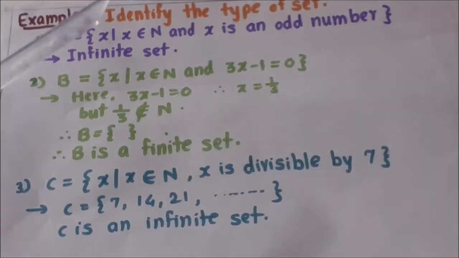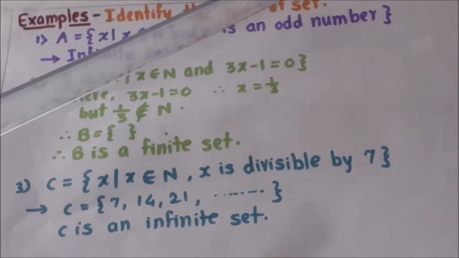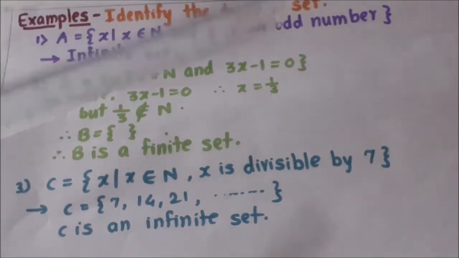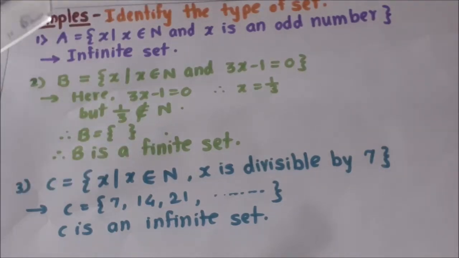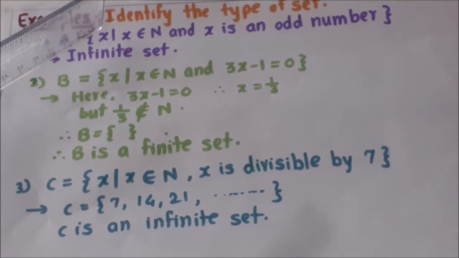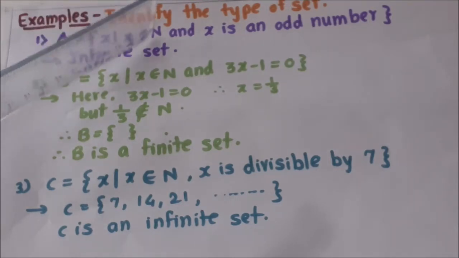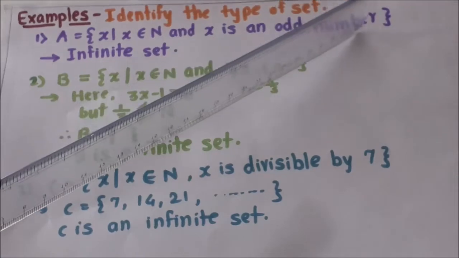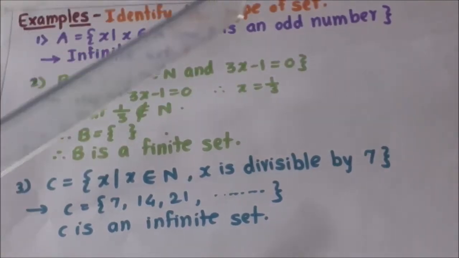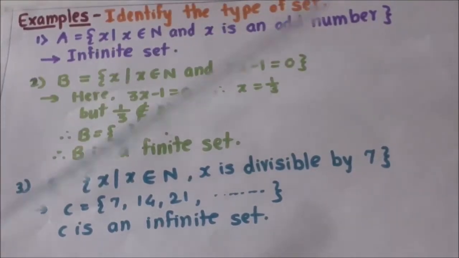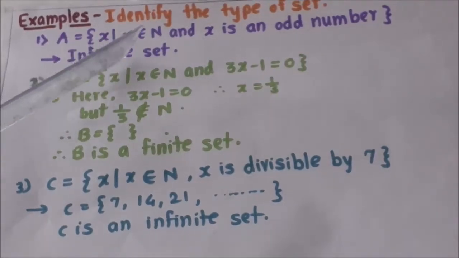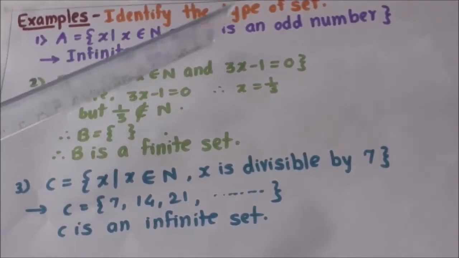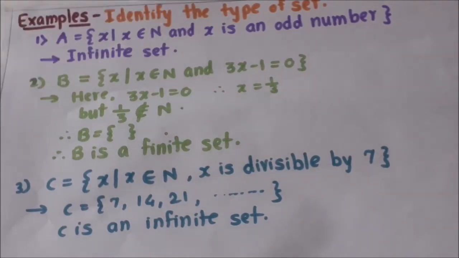Let us move on to the examples. Identify the type of set. Now we have learned four types of sets and we have to identify which kind of set each is. First one, A is equal to x, where x belongs to N and x is an odd number. Now see, children, odd natural numbers are uncountable, we cannot count or measure them. Hence it is an infinite set, meaning it contains uncountable elements.